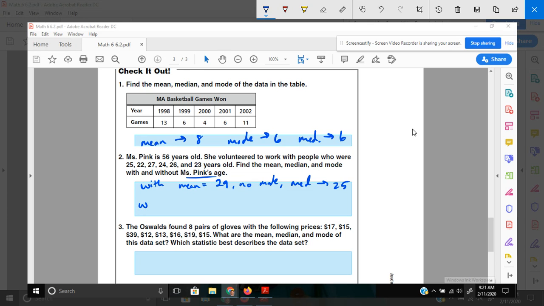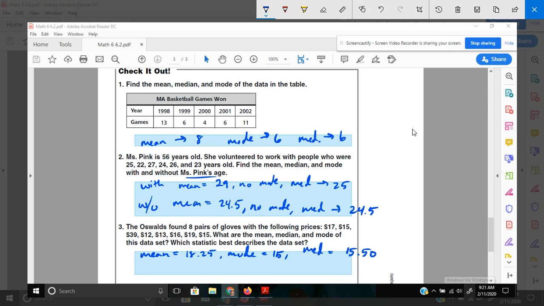And then without, I'm going to put W/O, the mean is 24.5. You can see it drastically changes. Still no mode. And the median drops a little bit to 24.5. And finishing with the last one, I come up with a mean of 18.25. The mode is $15, and the median is $15.50. And it asks which statistic best describes it.